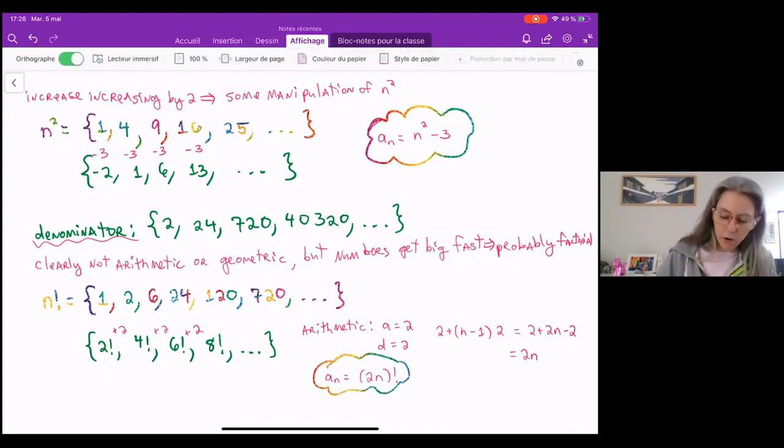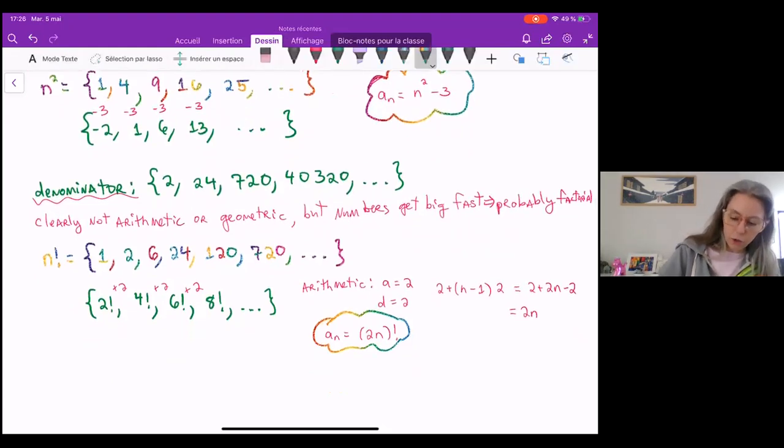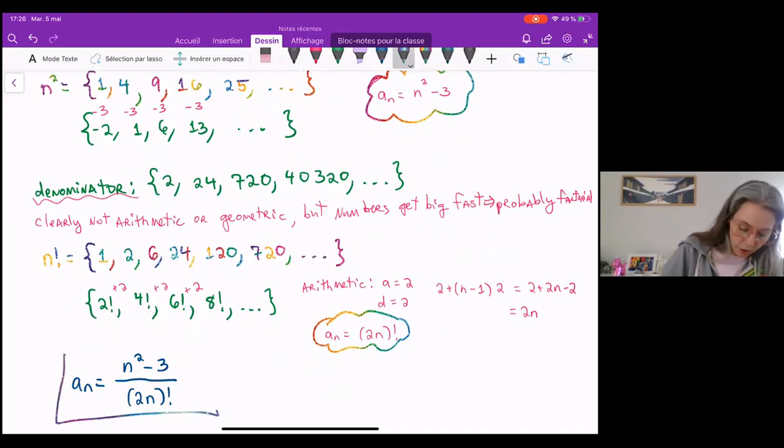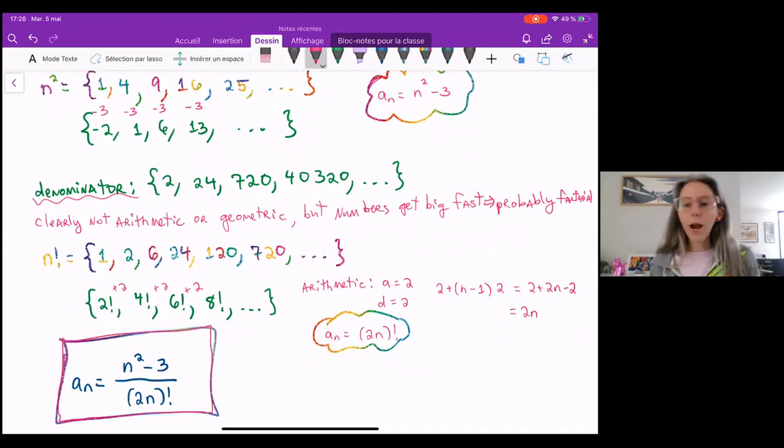We have the numerator now, we have the denominator, so my a sub n for the whole thing, my final answer, is n squared minus 3 over 2n factorial. Final answer. We looked at the numerator and the denominator separately. All right, so we still haven't dealt with n cubed, so that will happen in the next problem.